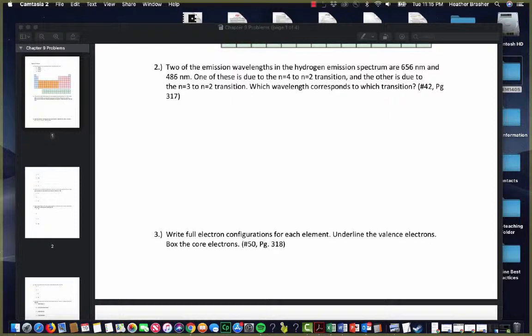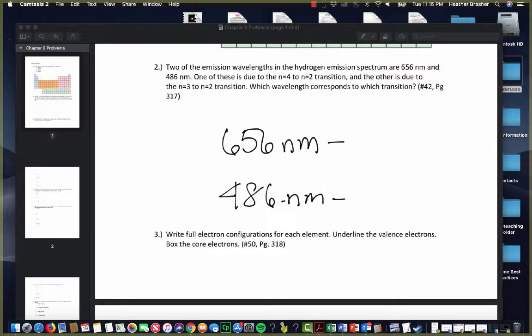When we talk about these, 2 of the emission wavelengths in the hydrogen emission spectrum are 656 nanometers, the wavelength, right? And 486. So let's write on here 656 nanometers and 486 nanometers are the 2 that we're going to look at. One of these is due to the n equals 4 to n equals 2 transition, right? So excited state 4 going down to 2. And the other is due to the n equals 3 to n equals 2 transition. Which wavelength corresponds to which transition?